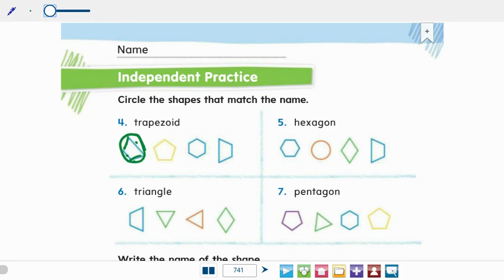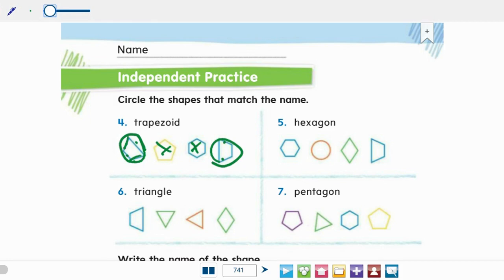All right, so we've got 1 trapezoid. My next one has 1, 2, 3, 4, 5. That is not a trapezoid. My next one has 1, 2, 3, 4, 5, 6. That is not a trapezoid. My next one has 1, 2, 3, 4, and we've got 2 sides that are not parallel. So this is a trapezoid as well.